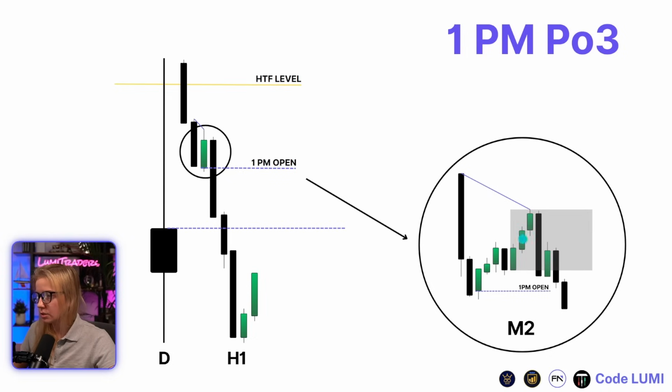So what I want to see, I would like to anticipate potential continuation lower. Let's see if we have any signs for this. So price traded above 1 p.m. open, that's great for us because we anticipate to see lower.